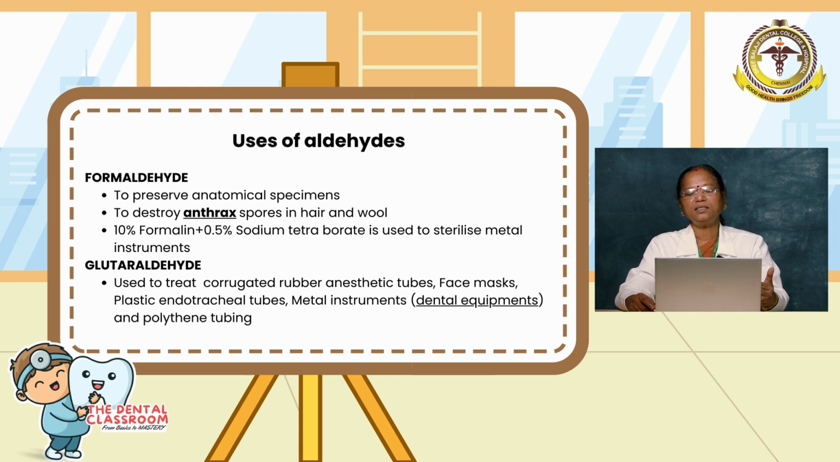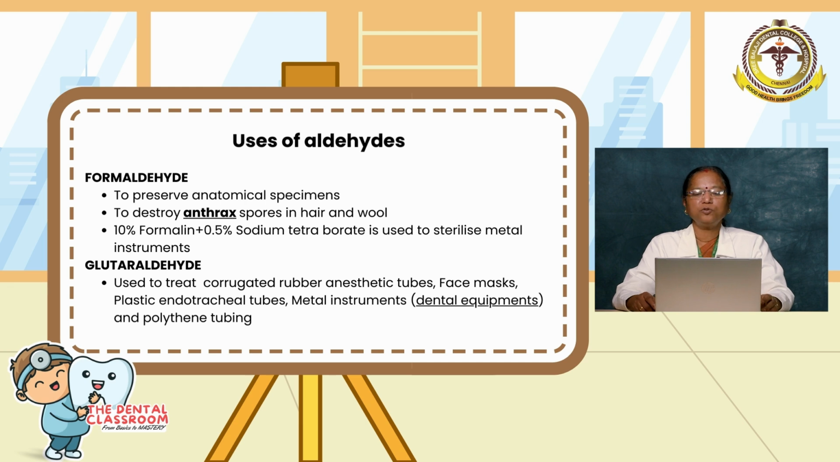While glutaraldehyde has a little less toxicity when compared to formaldehyde, it is a little more expensive than formaldehyde. It is used to treat corrugated rubber anesthetic tubes, face masks, plastic endocardial tubes, metal instruments, especially dental instruments. Dental instruments and equipment can be sterilized by glutaraldehyde, and also polythene tubing. All these can be sterilized by aldehydes.